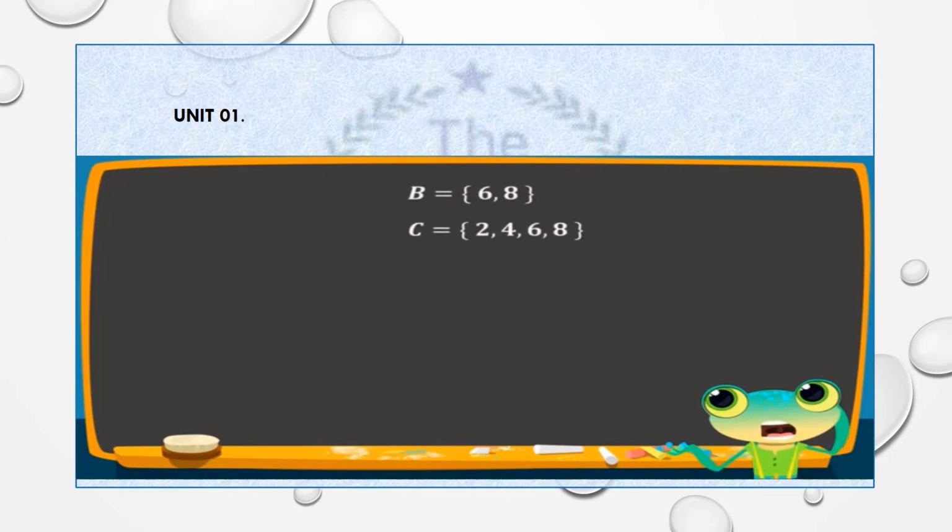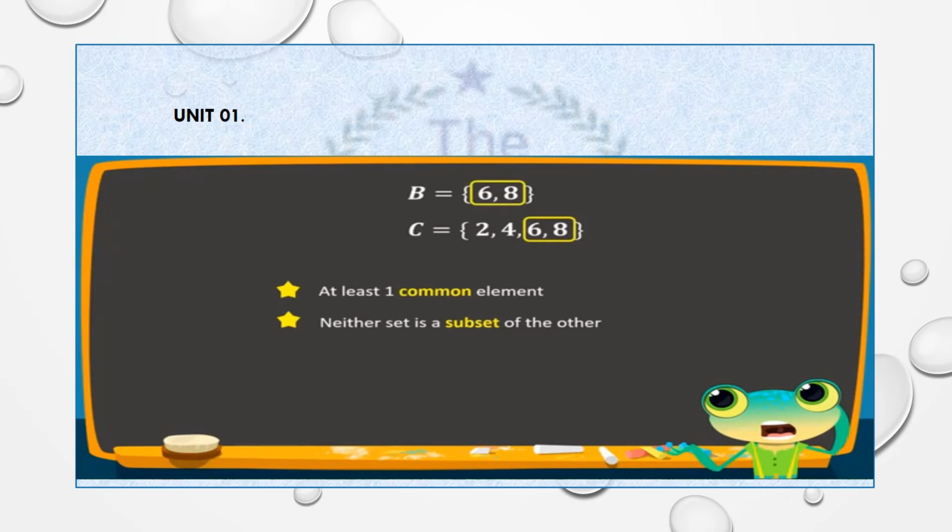Are sets B and C overlapping? Let's recall the two conditions for overlapping sets. Sets B and C have two elements in common, 6 and 8. This satisfies the first condition of overlapping sets. However, set B is a subset of set C, since every element of set B is also an element of set C. This does not satisfy the second condition for overlapping sets. Hence, B and C are not overlapping.